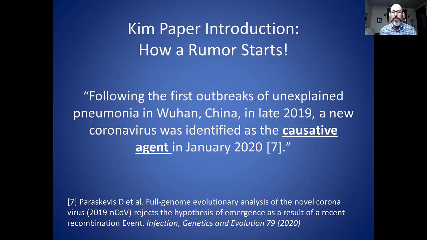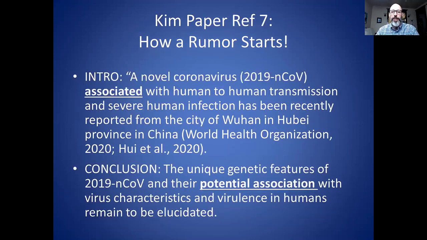And interestingly, it's not a study that is trying to isolate or identify a virus. It's a study that's looking at the full sequence of the genetic material of this so-called virus and comparing it with evolutionary analysis. So in other words, with other species or viruses, sequences found in other species. So in other words, the science of that article would not be able to prove anything about causation. So I went and looked at that article, and interestingly, it doesn't say anything about causation anywhere. In the introduction, it says that a novel coronavirus is associated with human-to-human transition and severe human infection. So once again, association is not causation. And in its conclusion, it talks about the genetic features of the virus and their potential association with virus characteristics and virulence in humans remain to be elucidated. So in other words, there's some kind of association. We need more research. We haven't proven anything.